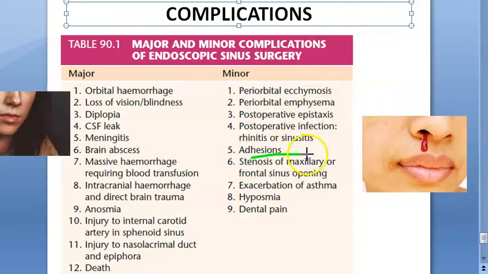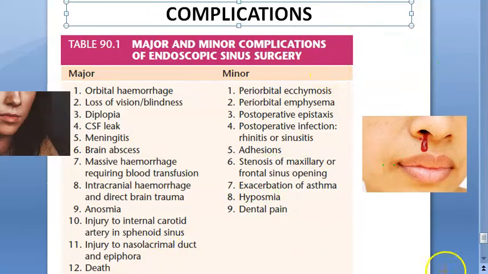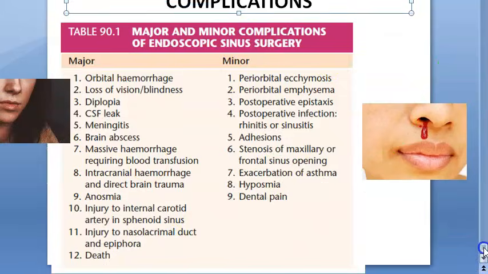After any surgery, there can be adhesion. They told you to remove it, divide it with suction, they said, right? Then the maxillary sinus and frontal sinus openings can get stenosed, okay? Exacerbation of asthma, hyposmia, so not full but some loss of sense of smell, and dental pain. Dental pain can be there, okay? So these are the complications of FESS surgery.